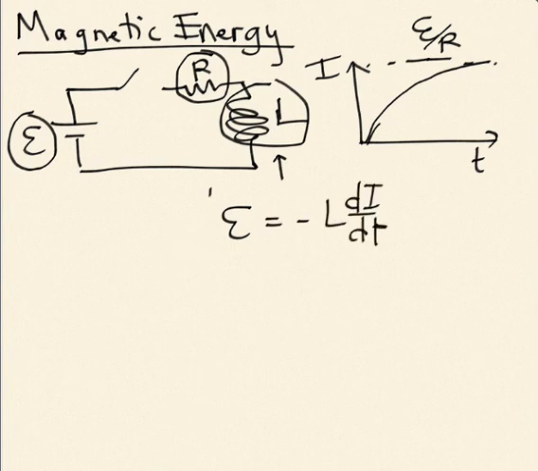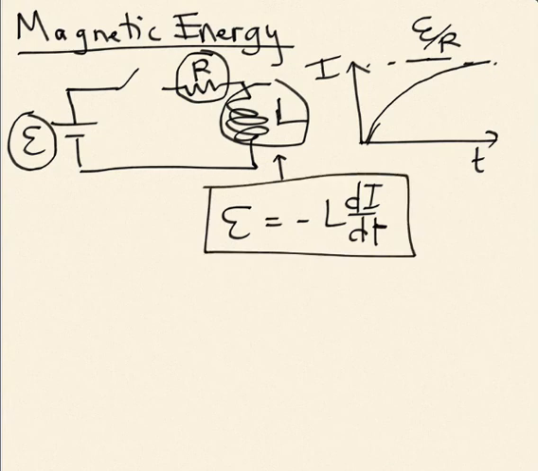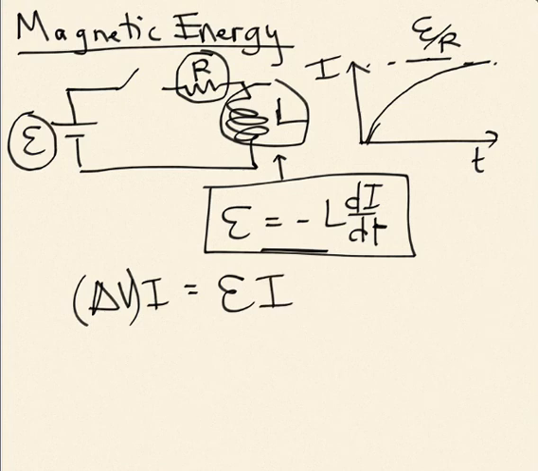So this is working against the current. The current's trying to build up, and this back EMF is trying to stop it. So the battery has to do extra work against this inductor in order to push a current. There's an energy that goes into that, and you can write it as the energy spent across a circuit element, which is just the potential drop across the element times the current that's flowing, or better stated, the EMF in the case of the inductor times the current. That amount of energy has to be spent to push current through the inductor.